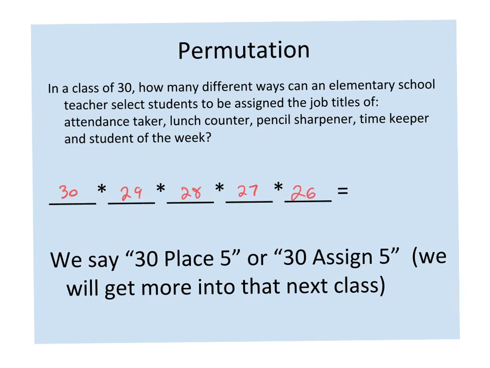So again, you can just do that, but there's an easier way of doing that in your calculator that we'll talk about in the next video. But in order to do this, we'll say something like we're going to do 30 place 5 or 30 assign 5. That will do that. So if you just multiply all this out in your calculator, you will get 17,100,720.